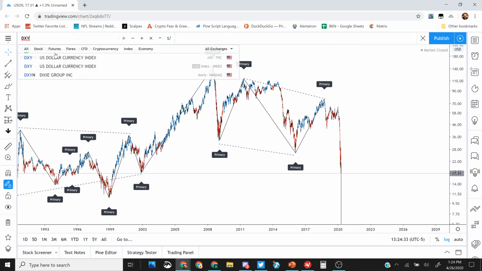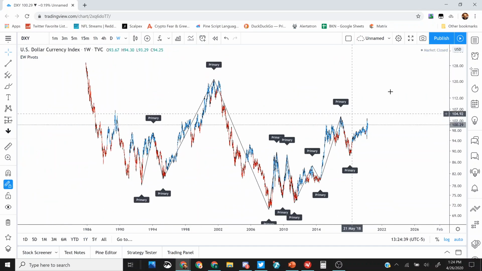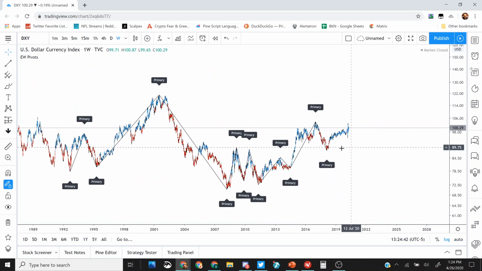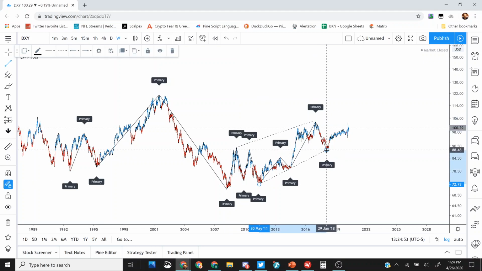If we look at DXY, the dollar index, we see a massive impulse and a lot of noise. For me, again, we're seeing a flat here. A, B, C. We're most likely not done on the US dollar index. And this is important. Strength in the dollar suggests weakness in other markets. It suggests weakness in the stock markets, in Bitcoin and gold and oil.